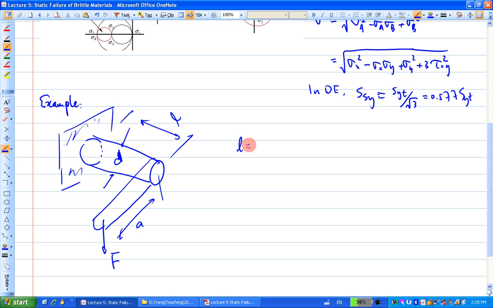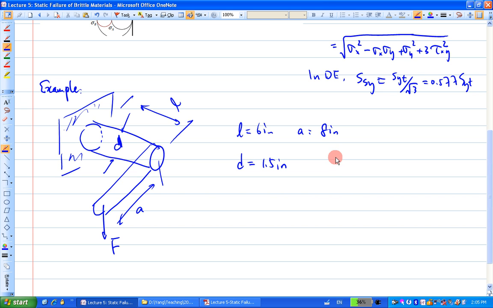L is 6 inch, and A is 8 inch, and the diameter D is 1.5 inch. The F is 1,000 pounds or 1 kip. That's the loading condition.